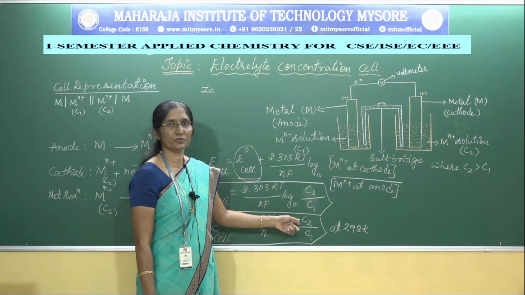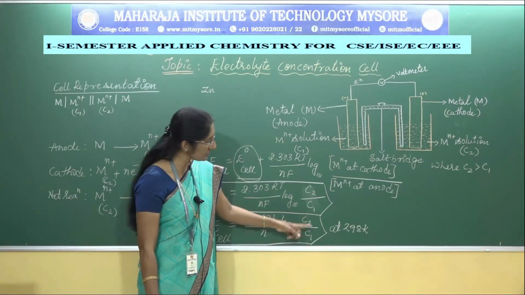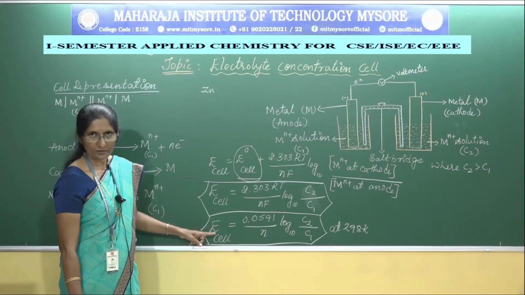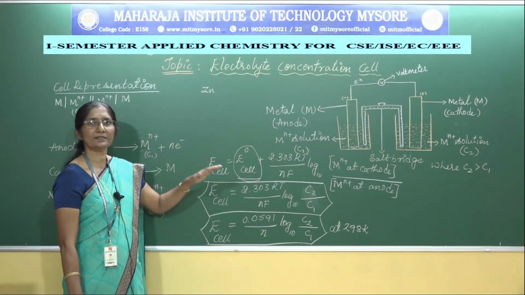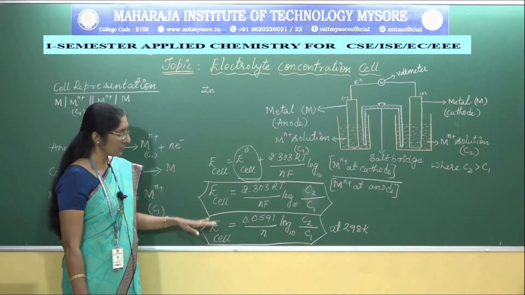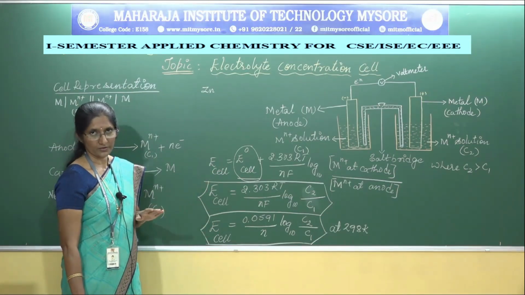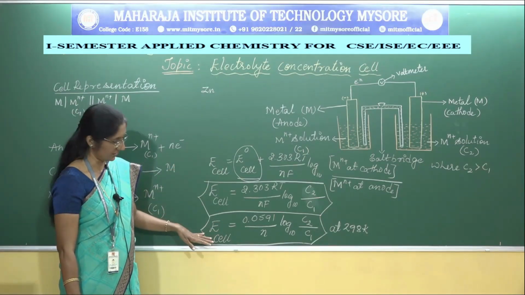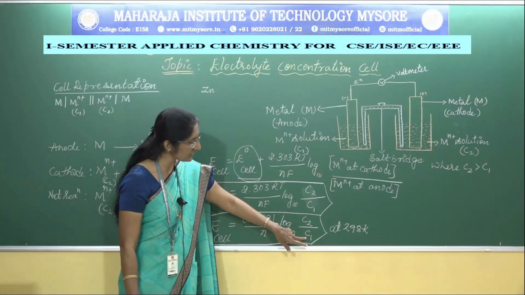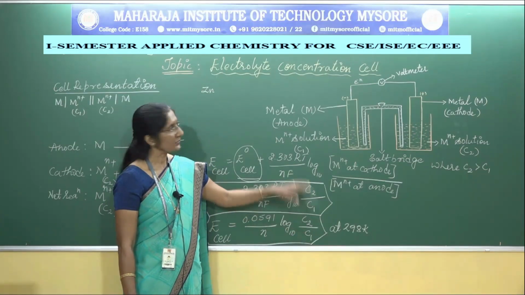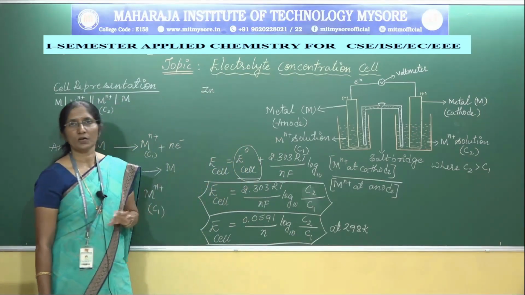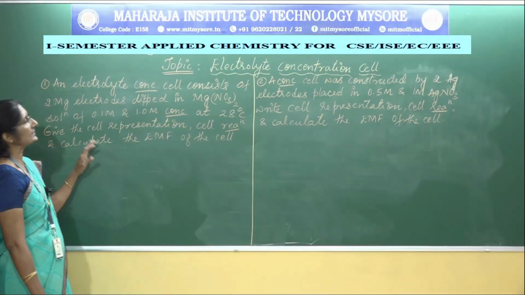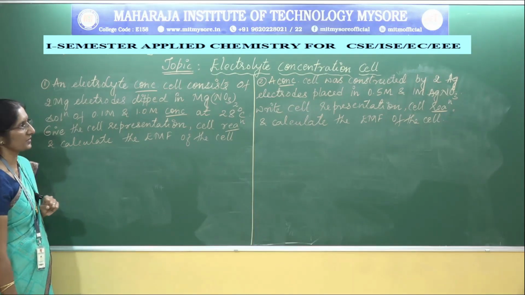When the concentration of C2 is equal to C1, then the E cell value is 0. E cell value is 0 means the cell is at equilibrium. That means there is no reaction. That means the cell stops developing potential at that stage, when the concentration of C1 is equal to C2. So, this is the construction and working of an electrolyte concentration cell. Let us discuss the problems on electrolyte concentration cell.